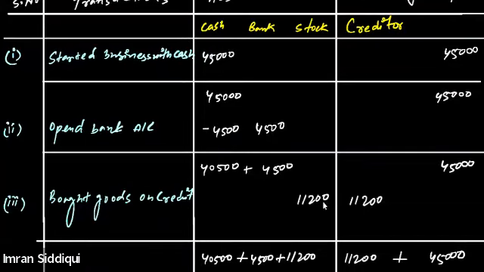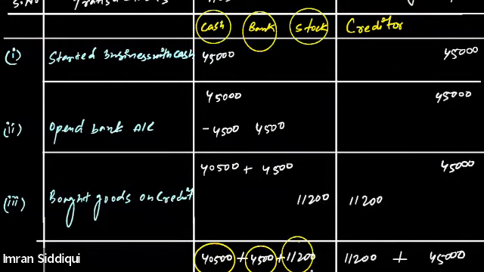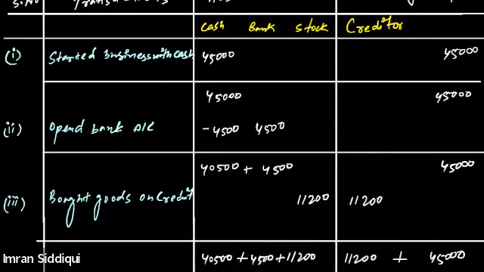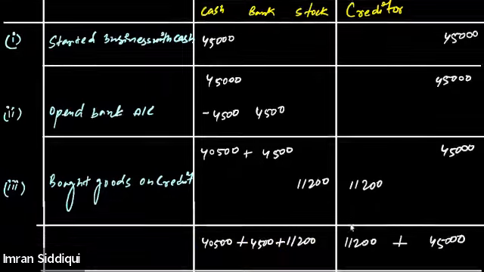When you finalize it, the final equation will look like this: 40,500 will be available by way of cash, 4,500 will be available by way of bank balance, and stock of 11,200 will be there on the asset side. And looking at the right side of the equation, we will have a creditor standing at 11,200 and then a capital balance of 45,000. Got it? Yes.